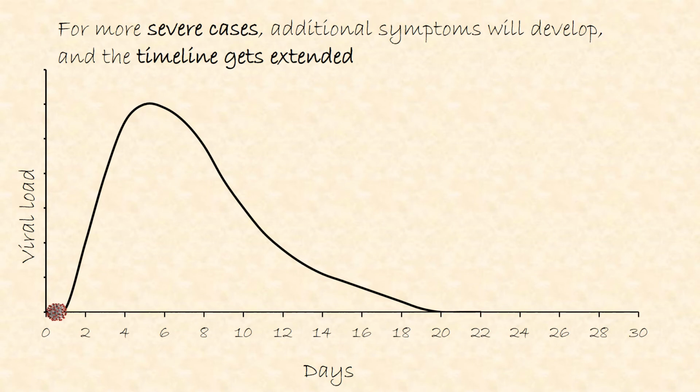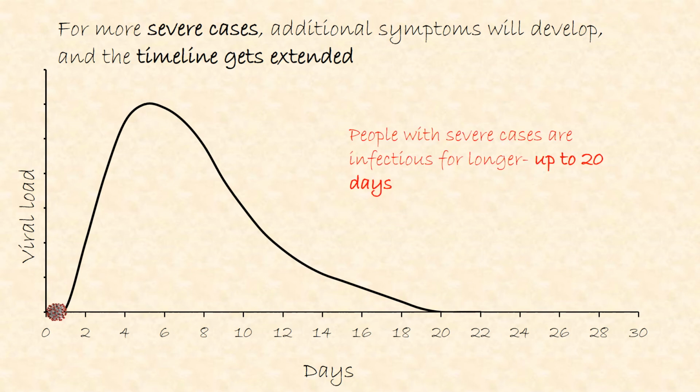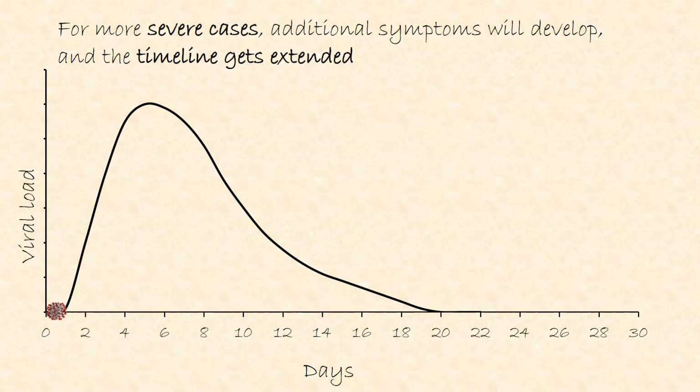For more severe cases of COVID-19, other symptoms develop and the timeline is extended. People with severe cases are also infectious for longer than those with mild cases. The timeline will start the same way, with exposure at day 0 and then increasing viral load as the virus replicates in the system. Symptoms may still appear around day 5 or anywhere in that 2 to 14 day window. But for severe cases of COVID-19, people experience more serious symptoms.